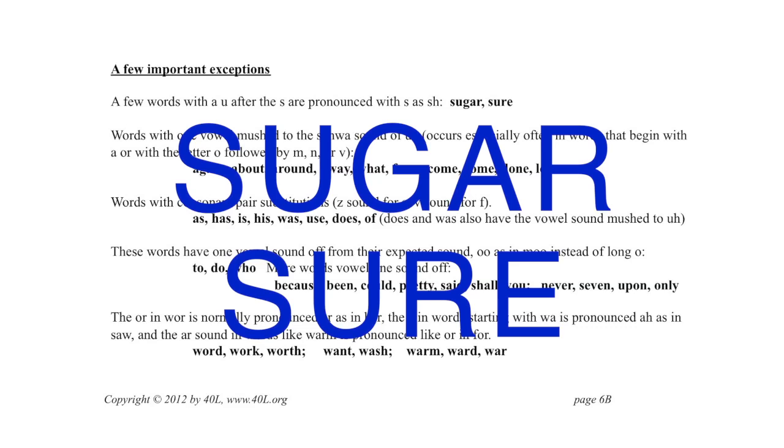Words with one vowel mushed to the schwa sound of uh: again, away, what, from, come, done, some, love. During the Middle English period, some angular writing was in style, and sometimes it was hard to figure out what consonant followed a U, especially if it was followed by an M, an N, or a U.